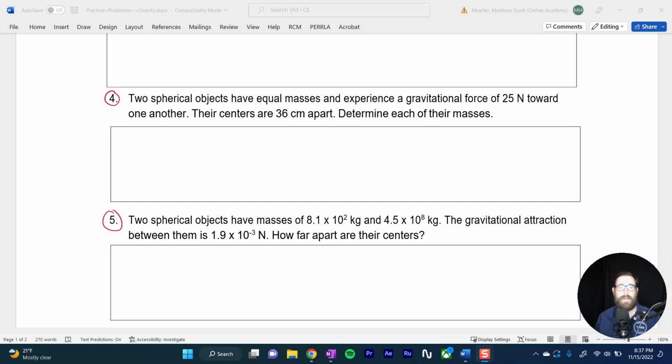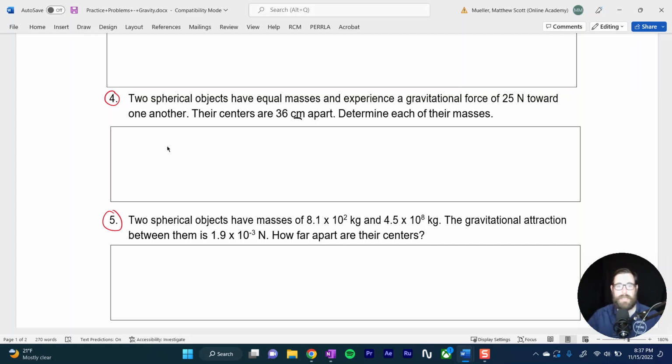Our next problem is going to be number 4. In this one, we have two spherical objects with equal masses, and they experience a gravitational force of 25 newtons towards one another. Their centers are 36 centimeters apart. So notice here we're in centimeters, not meters. And we want to determine their masses. So we want to know how heavy are they.